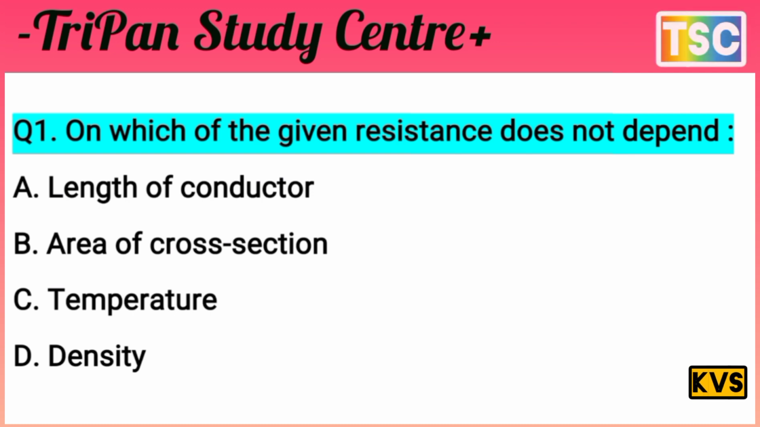The question is clear: on which of the given quantities does resistance not depend? A, length of conductor, B, area of cross section, C, temperature, D, density. Resistance does not depend on density. Option D is correct. Density is what resistance does not depend on. Let's see the next question.